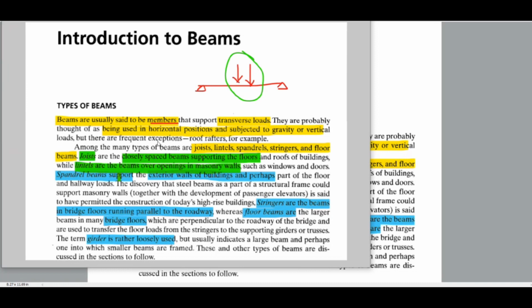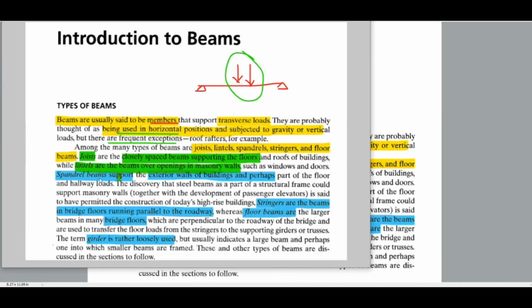They are probably thought of as being used in a horizontal position, subject to gravity or vertical loads, but there are frequent exceptions, roof rafters, for example. Among the many types of beams are joists, lintels, spandrels, stringers, and floor beams. Joists are the closely spaced beams supporting the floors and roofs of buildings, while lintels are the beams spanning openings in masonry walls, such as windows and doors.